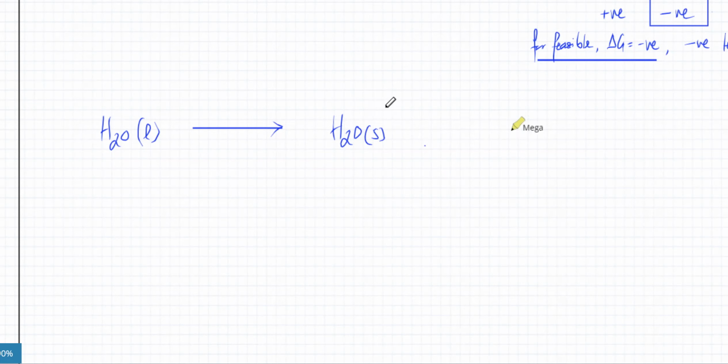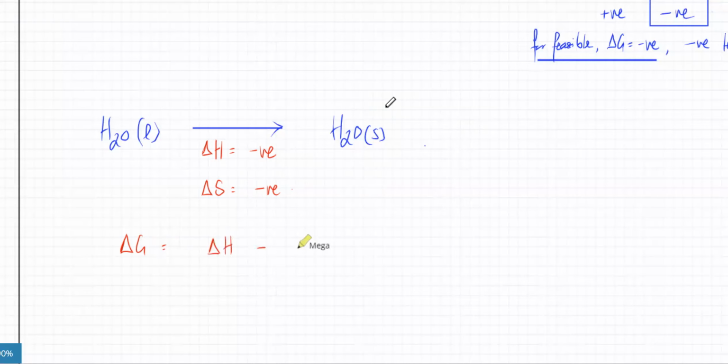Now, the same thing we're going to derive using Gibbs free energy. I know that this reaction has a negative enthalpy change. It's exothermic. Molecules lose energy to turn into ice. And I also know that the entropy change, delta S, for this reaction, going from liquid to solid, is a decrease in disorder. That's also negative. Both of them are negative. So delta G is equal to delta H minus T delta S.